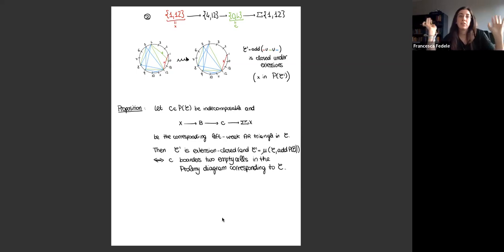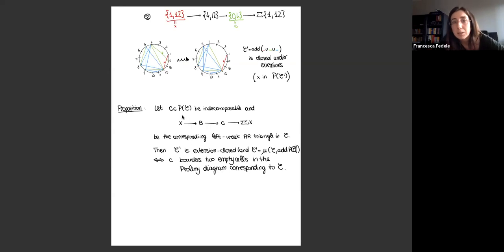So then more generally, this procedure always works whenever you start with some C that borders to empty cells. So actually, if the dissecting diagonal you look at borders to empty cells, this process is guaranteed to produce an extension closed subcategory C prime. And this is what this last proposition is telling us.